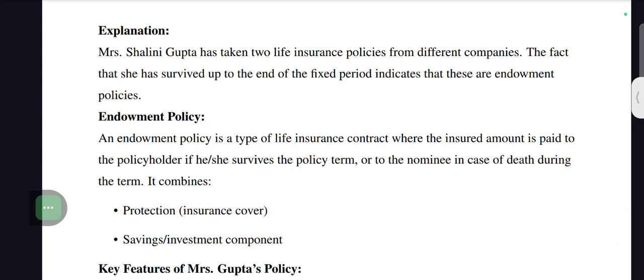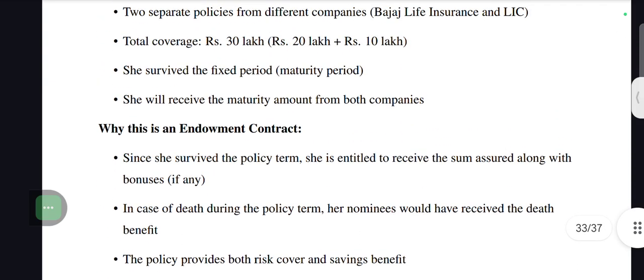Ms. Shalini Gupta has taken two life insurance policies from two different companies. The fact that she has survived up to the end of the fixed period indicates that these are endowment policies. What is an endowment policy? It is a type of life insurance contract where the insured amount is paid to the policyholder if she survives the policy term, meaning till the term ends, or to the nominee in the case of death during the term. So therefore it is an endowment contract.